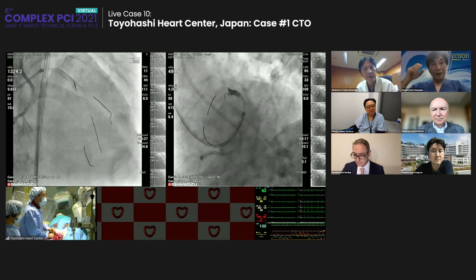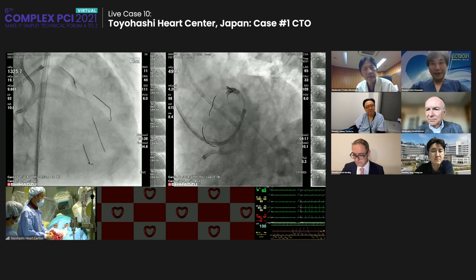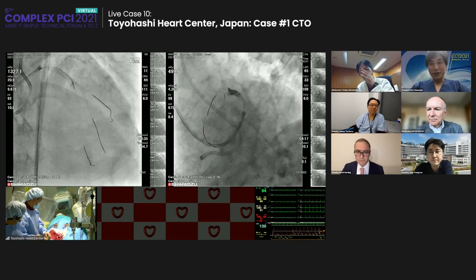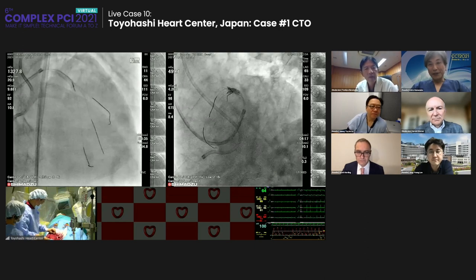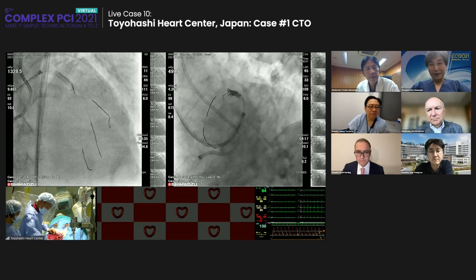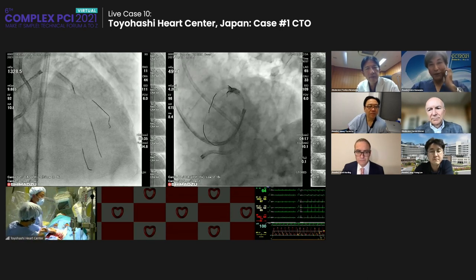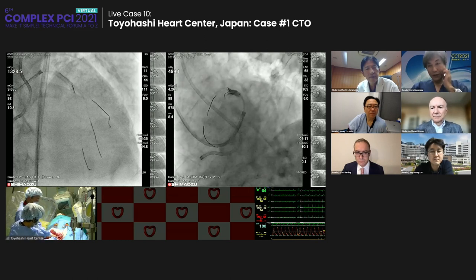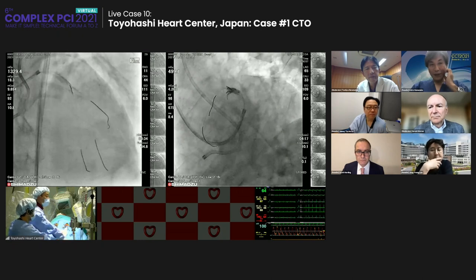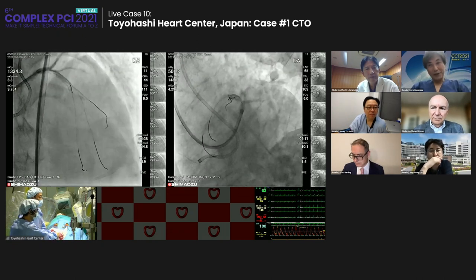We have quite a lot of data right now, but using the TCB for the branch with a one stenting strategy, as Dr. Nasu said, I think it's still working. I mean, there are only a few cases of occlusion. Maybe restenosis can occur, but the occlusion is very low.